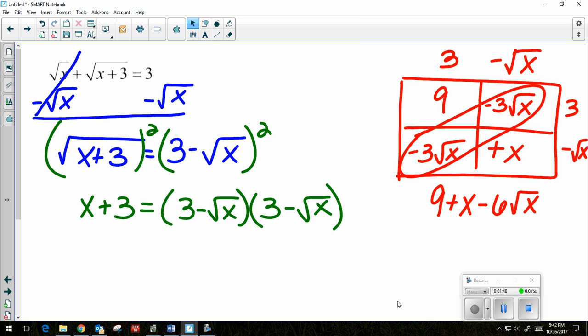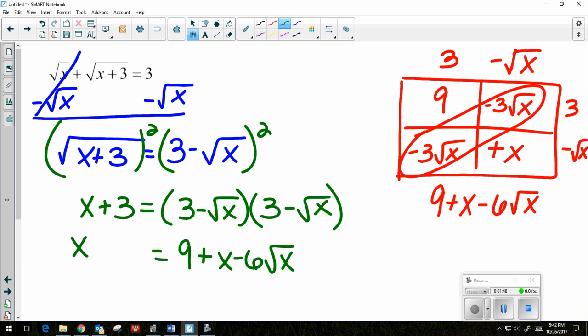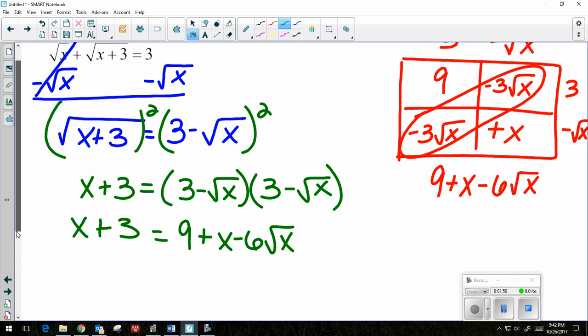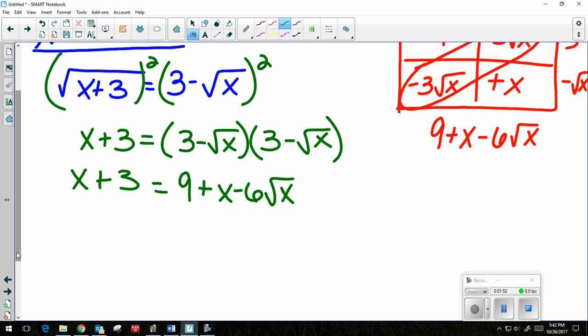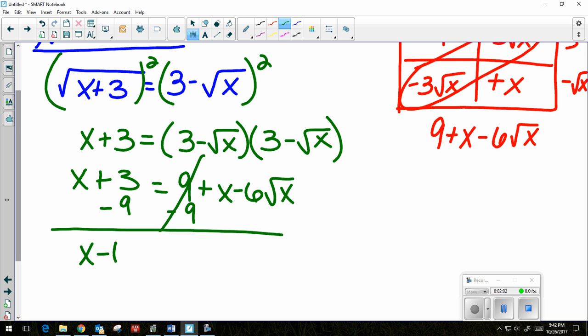I'm going to put that back on the right-hand side of my equation, and then bring down my left-hand side. Now I still have a radical, so I want to isolate that radical. The first thing I'm going to do is subtract 9 on both sides. So I have x minus 6 equals x minus 6 radical x.